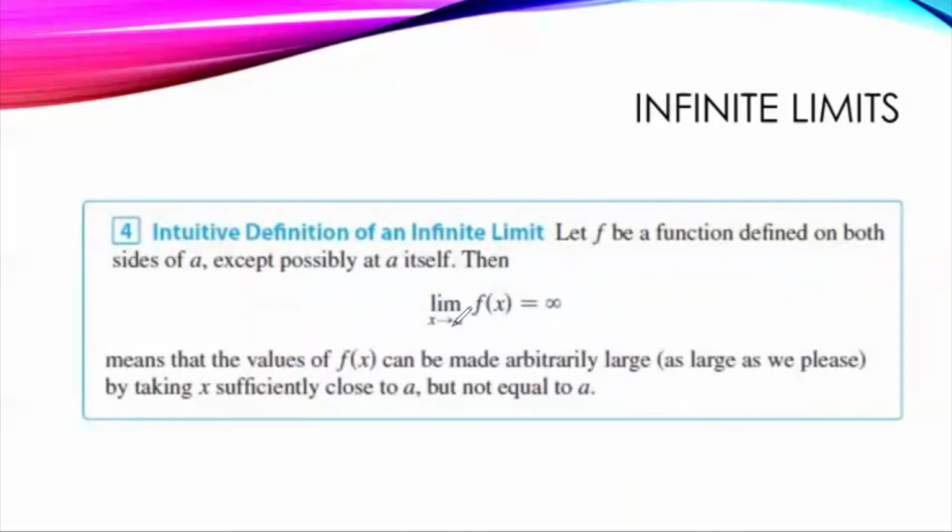So we have here the intuitive definition of an infinite limit. Let f be a function defined on both sides of a, except possibly at a itself. So assuming that we have a function which is defined on both sides of a, from the left and from the right, then the limit of f of x as x approaches a is infinity, or positive infinity, means that the values f of x can be made arbitrarily large, by taking x sufficiently close to a, but not equal to a, close to a from the left and from the right. Okay, so that's the intuitive definition of an infinite limit.